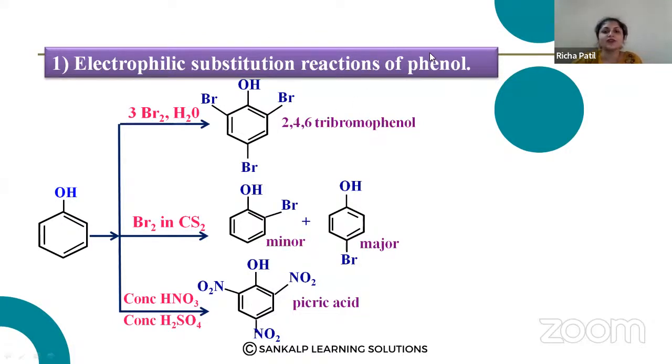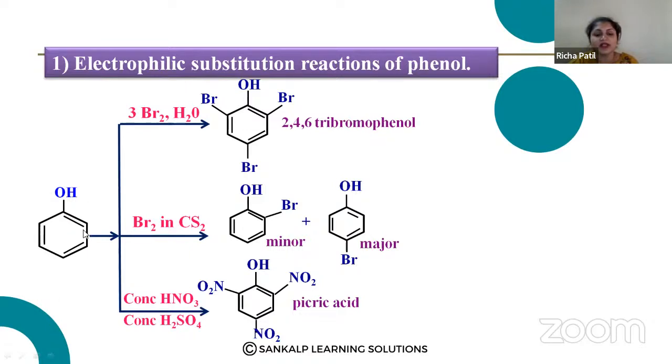So what is an electrophilic substitution reaction? How does phenol undergo electrophilic substitution reaction? So what is attached to this aromatic ring? The aromatic ring is present and the OH group is present. This OH group is attached to the benzene ring. What happens when it is attached to the benzene ring? It activates the ring towards the electrophilic substitution reaction.